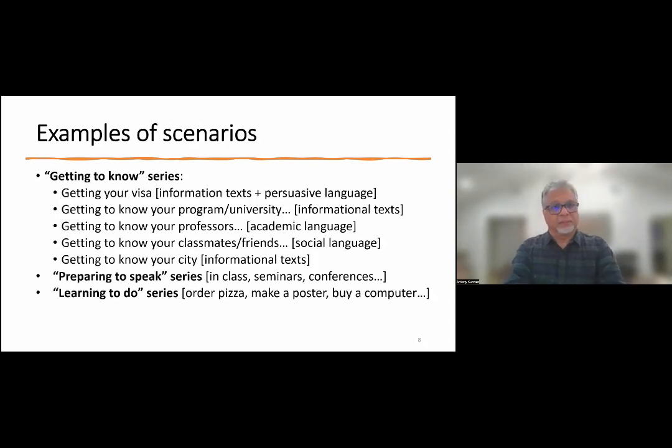Now, what are the examples? Here are some examples that have worked in our context. Getting to know series is a series that is appropriate for a student who is going to travel to another city or another country for study. Many of you have traveled to study. So one of the first things you've got to do is getting your visa. I know it's a headache around the world, but you have to get a visa to go. They don't let you just get on a plane without a visa, right? So how does getting your visa work?